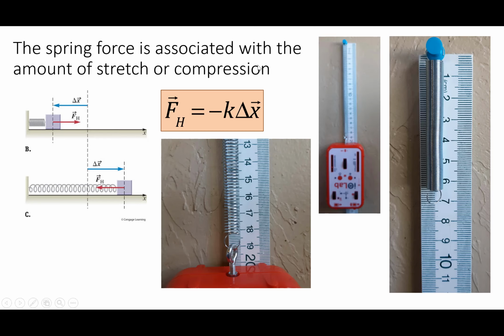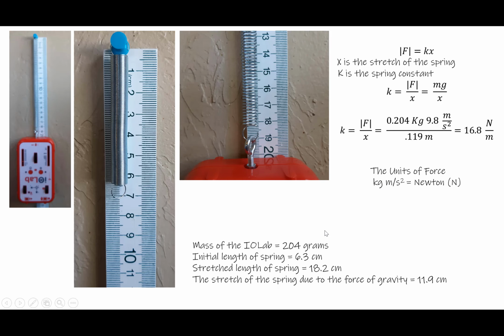And I can get that force. And this H is going to denote that it's a Hooke's law equation. So we can do it. I went out and I got the mass of my IO lab. It's 204 grams. My initial length of the spring was 6.3 centimeters. The stretched length of the spring was 18.2 centimeters. So the actual stretch of the spring related to that force being applied was 11.9 centimeters.